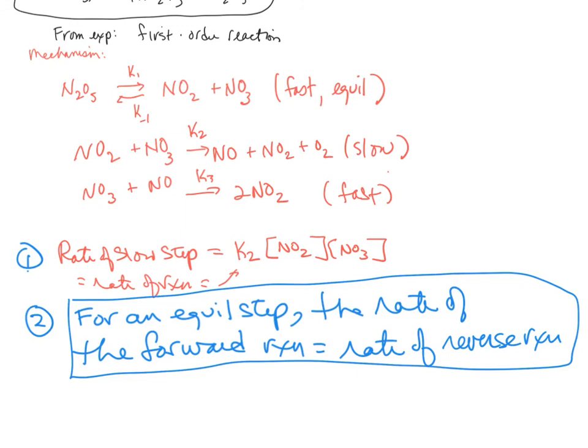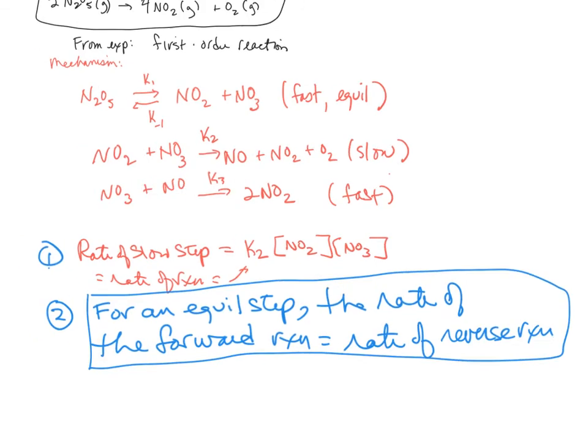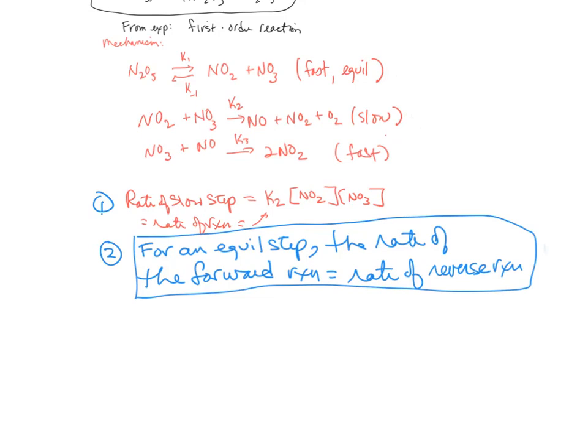Okay, so for an equilibrium step, that would be our first one, the rate of the forward reaction equals the rate of the reverse reaction. And before I write it down, I'll point to it. The rate of the forward reaction is going to be K1 times the concentration of N2O5 to the first power. That will be equal to the rate of the reverse reaction, which will be K minus 1 times NO2 raised to the first power times NO3 concentration raised to the first power.